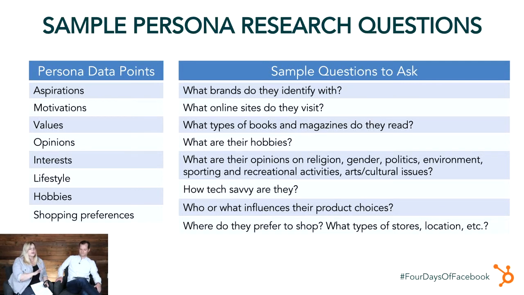So note that on this screen here, the two columns don't necessarily correlate directly, but they're each important to know about your buyer persona. So you want to understand things about them, such as their aspirations, their motivations, their opinions on things, their lifestyle that they're leading, and the hobbies that they might have.